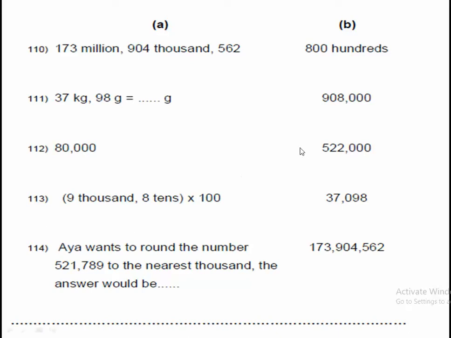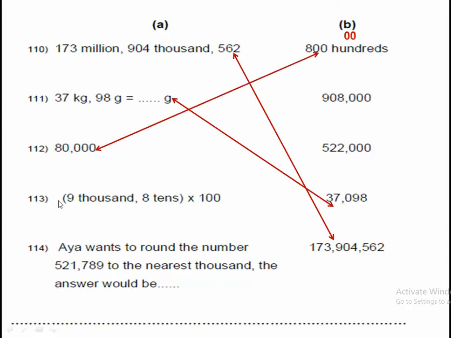173,904,562. It's clear. 37 kilograms and 98 grams will be 37,000 plus 98, it will be 37,098. 80,000 will be 800. Here we have 4 zeros and here we have 4 zeros. 9,000 and 8 tens will be 9,080 times 100, it will be 908,000.